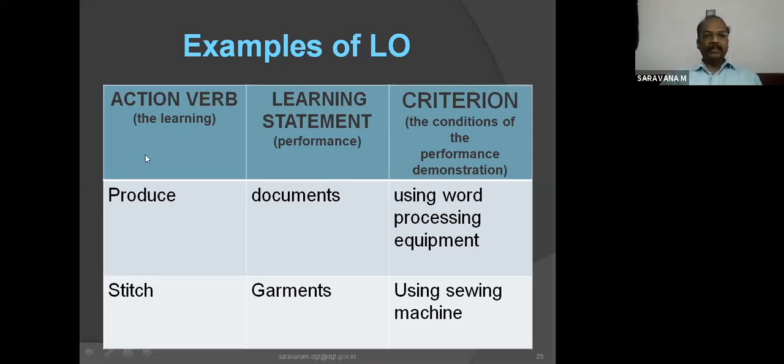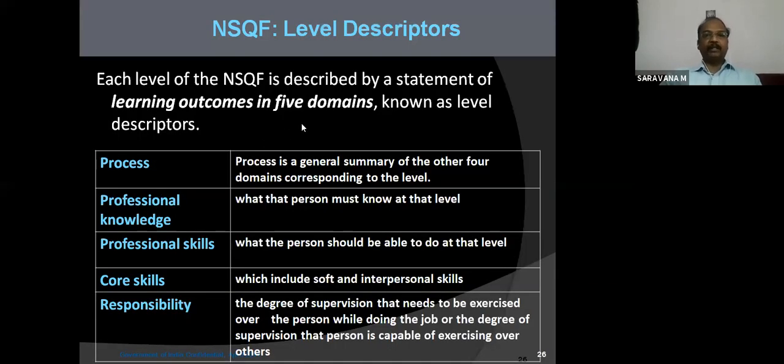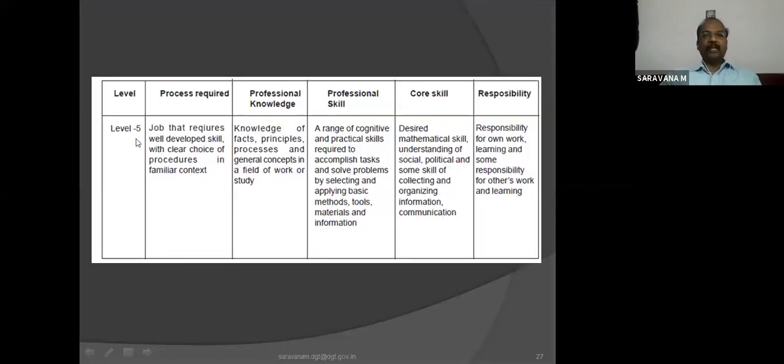And you see, this is the NSQF's 5 major domains, like Bloom's taxonomy's 3 major domains. हमारे NSQF में 5 important domains हैं: process, professional knowledge, professional skill, core skill, and responsibility. How these 5 domains are related to each other, you see, in level 5, CTS course, 2 years engineering course. Level 5 में कैसा ये 5 domains इस हो रहे हैं.